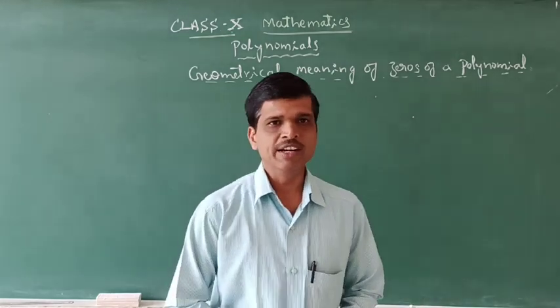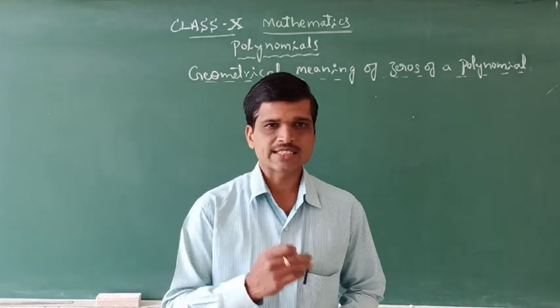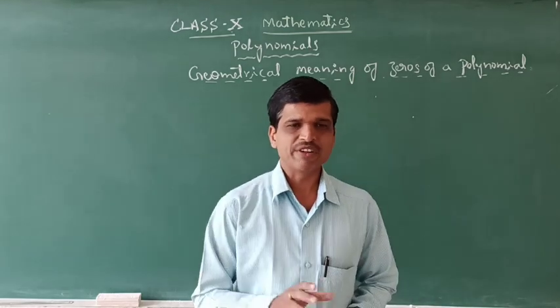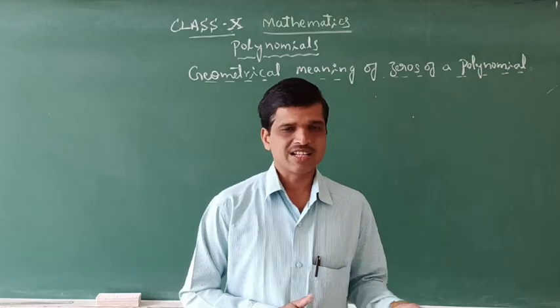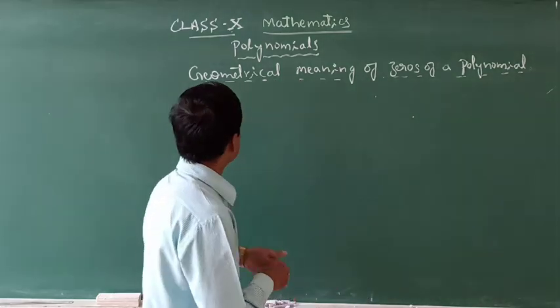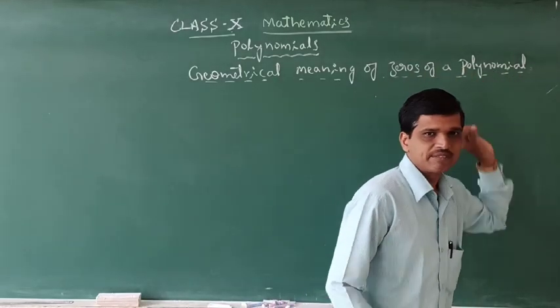Today I am continuing the second chapter, that is polynomials. In the last class we already studied a brief introduction about polynomials, what we mean by a polynomial, and the classifications of polynomials. So in this class we are going to study the geometrical meaning of zeros of a polynomial.